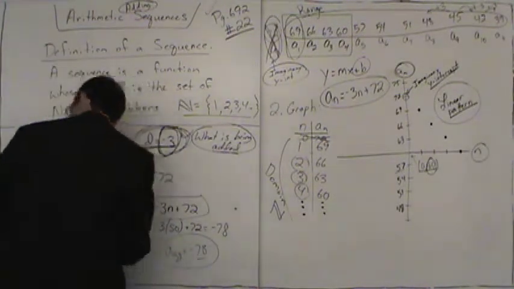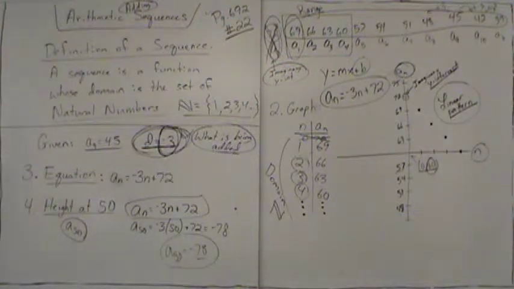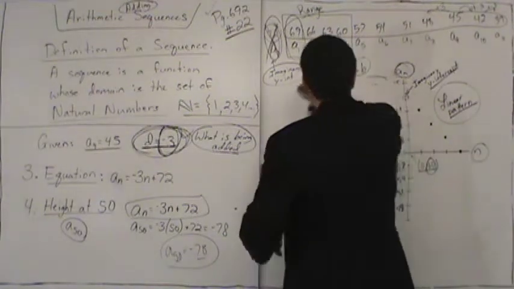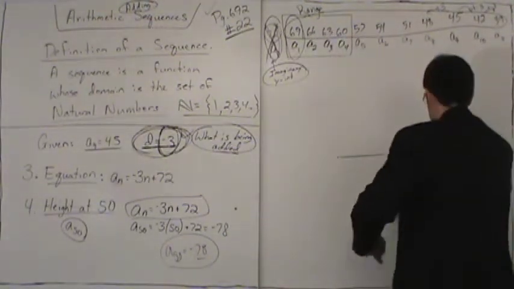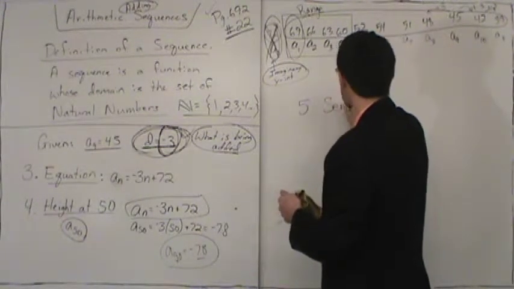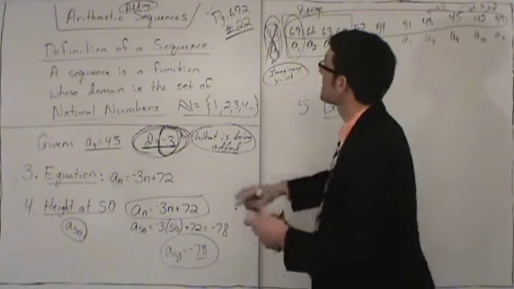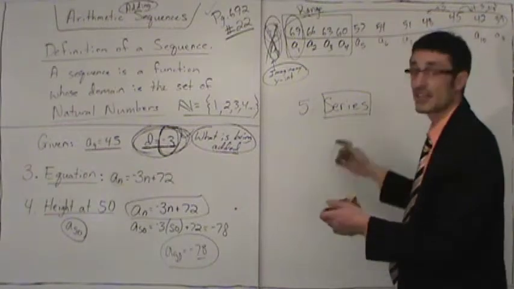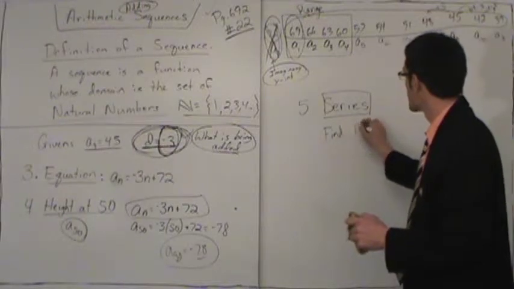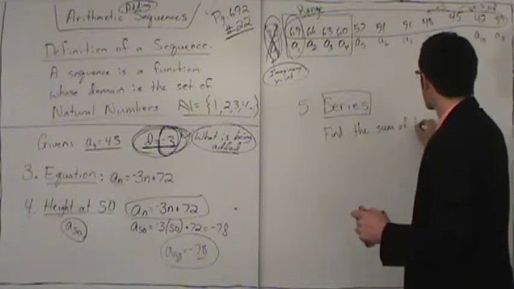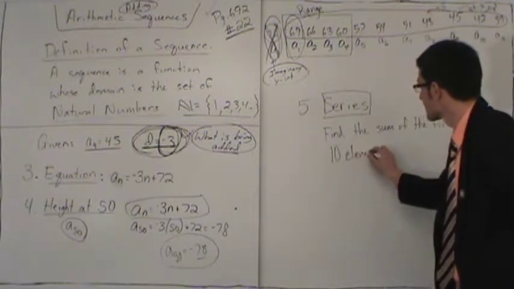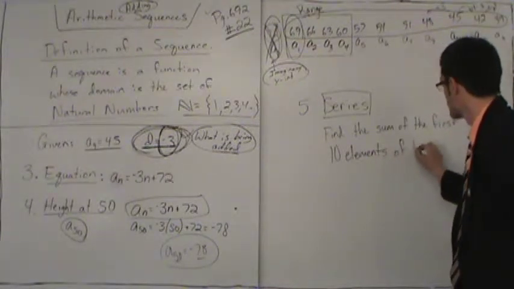Step 5 was to write, I'm going to erase this. Step 5 dealt with series. Completely different than sequence. Remember, the series is a sum of the set of range elements of a sequence. And so I told you in step 5 to find the sum of the first 10 elements of the range.